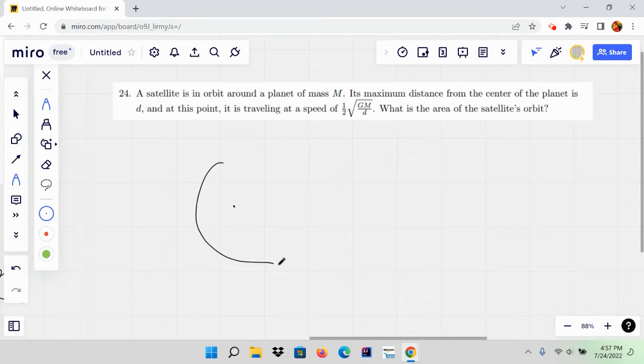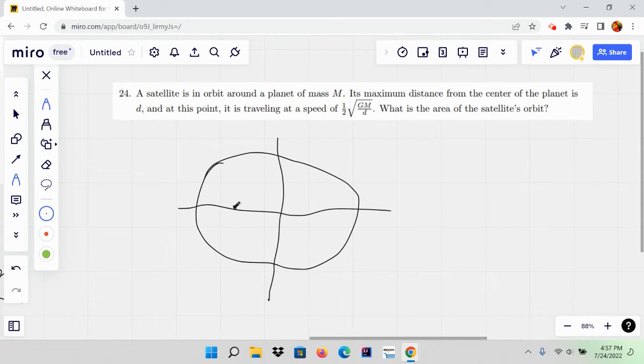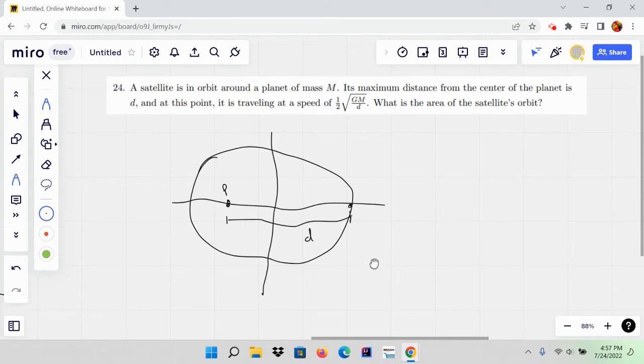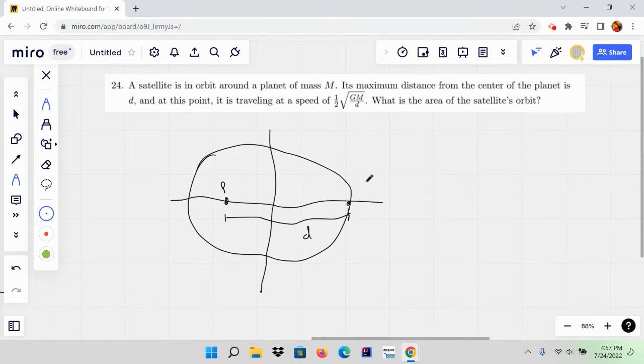So we have an elliptical orbit because according to Kepler's first law, closed orbits must be ellipses, and the planet that it's orbiting around is going to be at one of the foci. So this maximum distance right here is going to be d. And we know that at that point, the velocity is equal to 1/2 square root of GM over d.